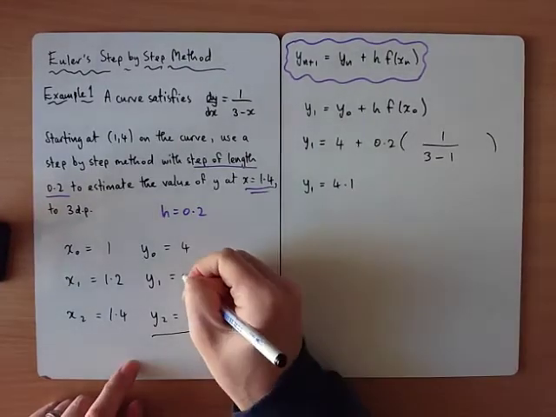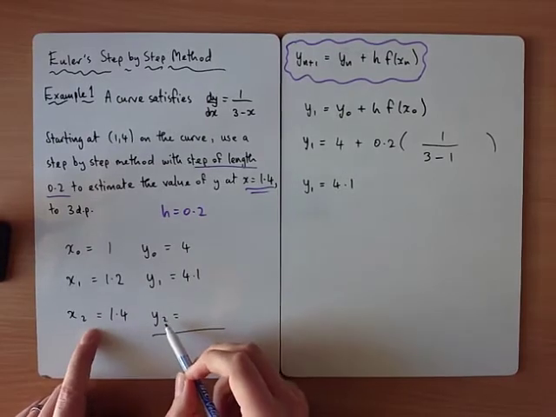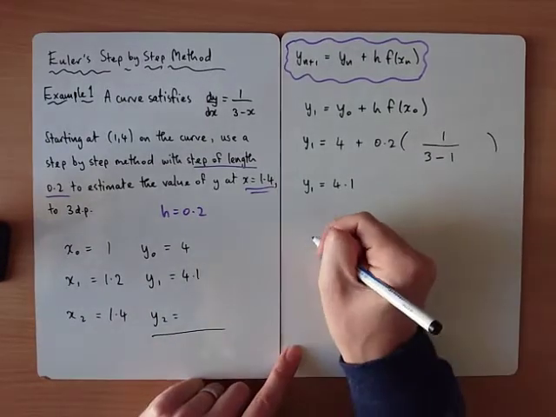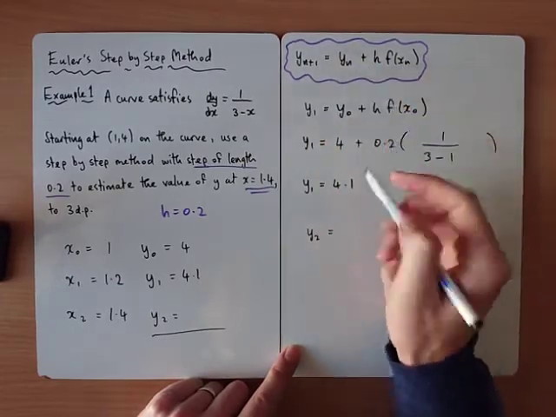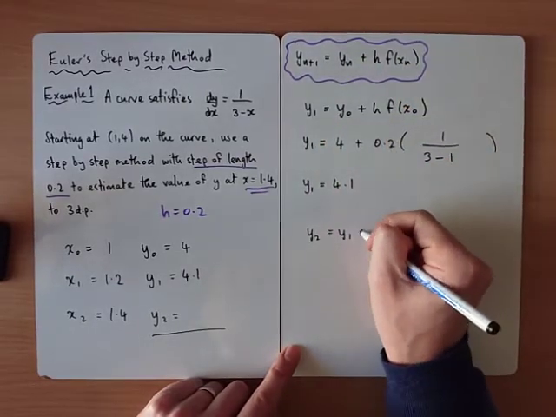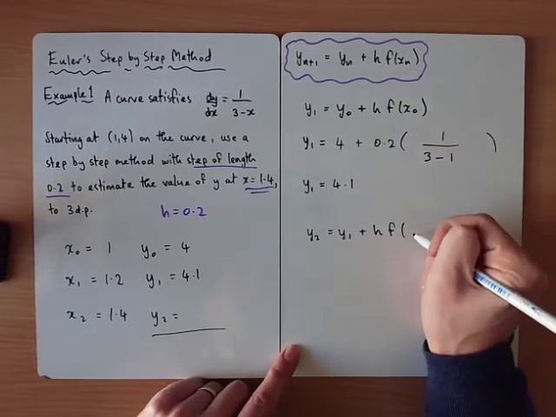So we know that y1 is equal to 4.1. Remember, we're aiming to end up with, when x equals 1.4, what does y equal? So we need y2. And just think about the notation, be careful. y2 would equal y1 plus h times f of x1.